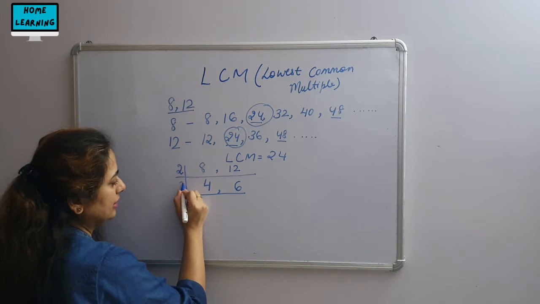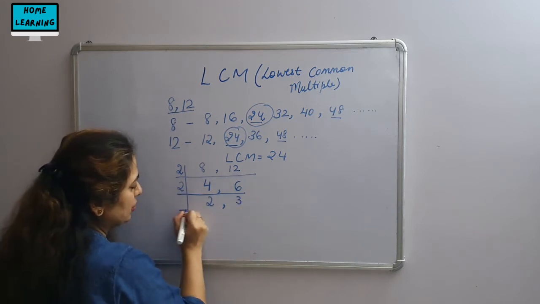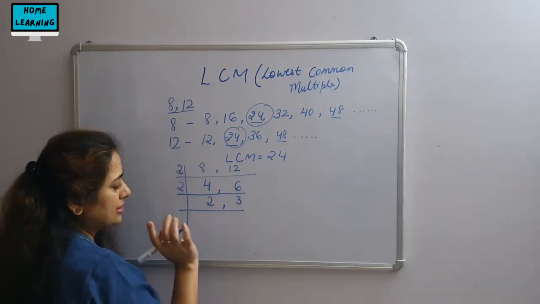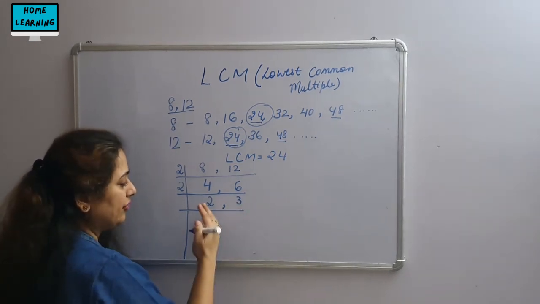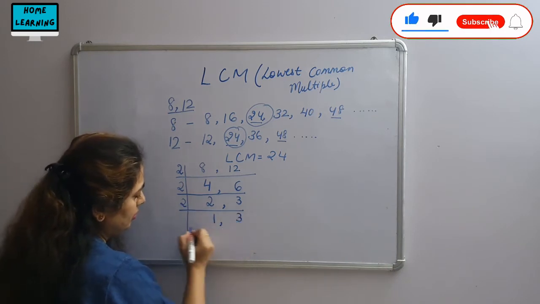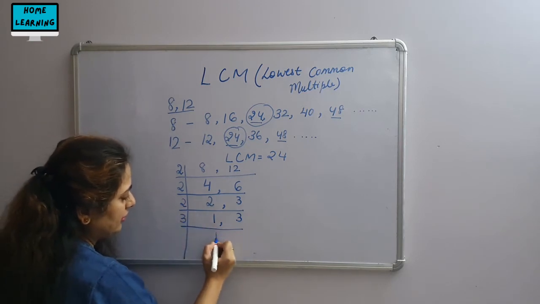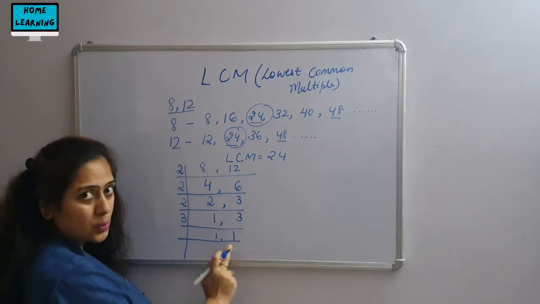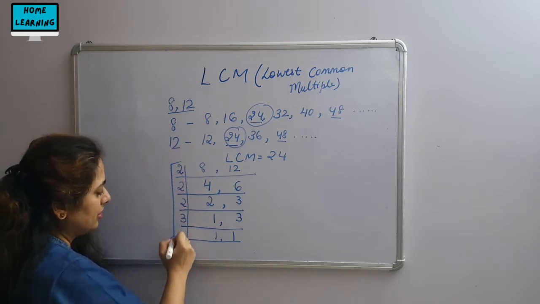Now again, these are even, again by 2. As you can see, now one is odd and one is even. So this is divisible by 2 but this is not. Now we will take them separately. First of all, I will take 2. Now 3 is only divisible by 3. When we come to this place, 1, 1, then we have completed the question.